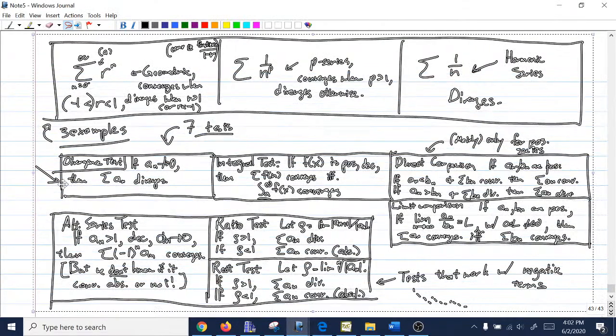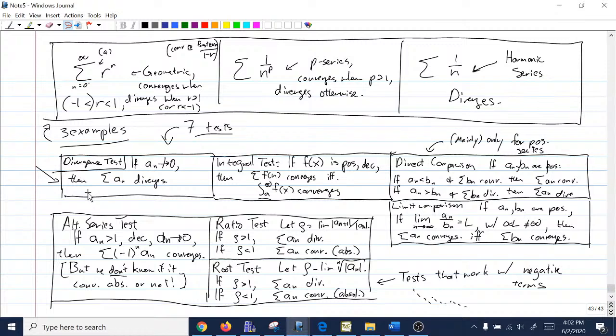So we've gotten through all of the main rules for testing series for convergence. We know the integral test, we know comparison tests, we know the divergence test, we know the alternating series test, the ratio test, the root test, and we know these three specific examples: the geometric series, the p-series, the harmonic series. I'm copying this down because this is the idea that we want to do a bunch of examples with today.